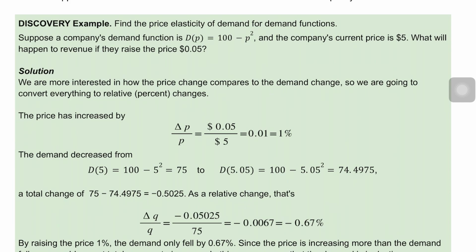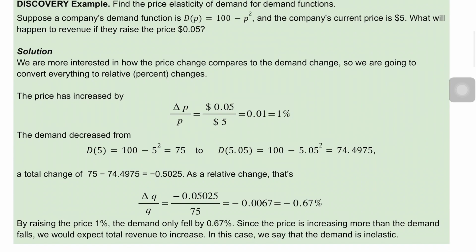But now let's look at the demand. We know the demand is going to decrease because you raised your price, but let's see how much it changes. The demand at the original price of $5, we can find by plugging in 5 for p, so that will be 100 minus p squared, which equals 75. To compare to what happens at the new price of 5.05, if you increase the price by 5 cents, then by direct substitution we can find the demand.